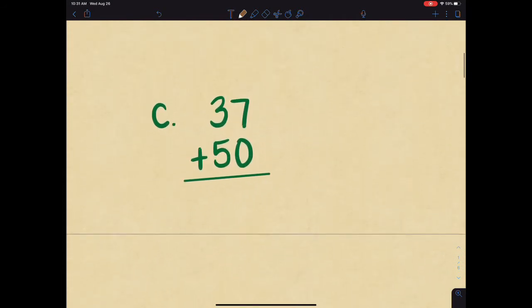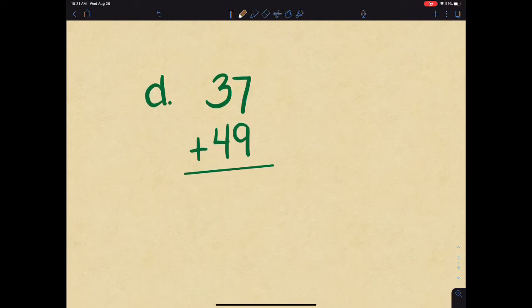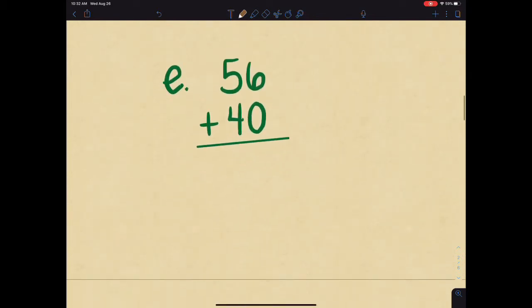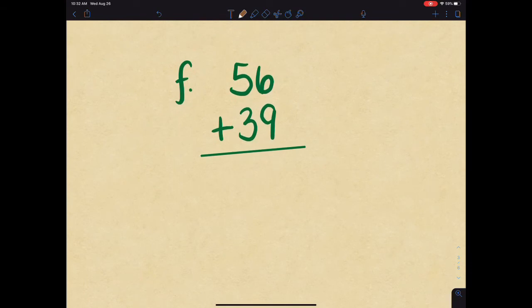37 plus 50. Okay, write your answer down. Then we'll do D, 37 plus 49. Ha, so cool. Okay, E is 56 plus 40. Okay, and then F, 56 plus 39. I love it. Isn't that cool? That was so much fun for me.